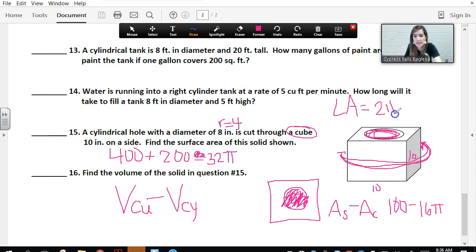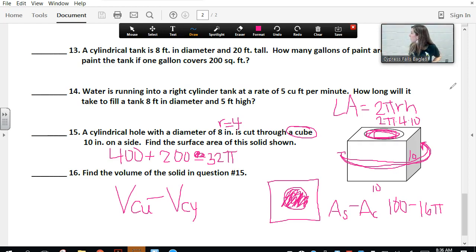The formula chart says 2 pi r h. So 2 times pi times 4 times 10, because the height of that cylinder is 10. Are y'all following me, or am I going too fast? I don't get it.